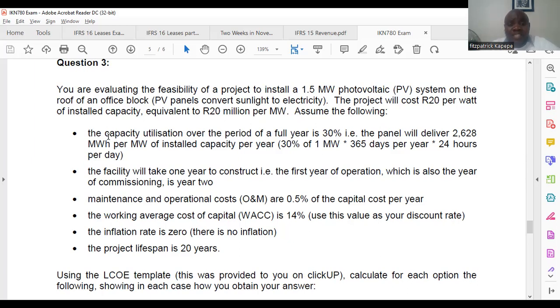The facility will take 1 year to construct. The first year of operation, which is also the year of commissioning, is year 2. Maintenance and operational costs are 0.5% of the capital cost per year. The weighted average cost of capital is 14%. Use this value as your discount rate. The inflation rate is 0. There is no inflation. The project lifespan is 20 years.